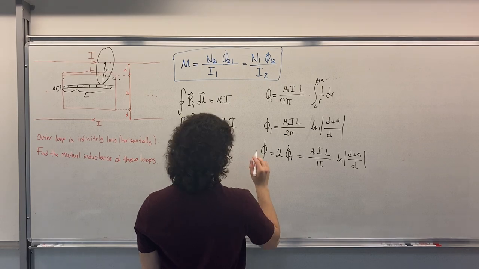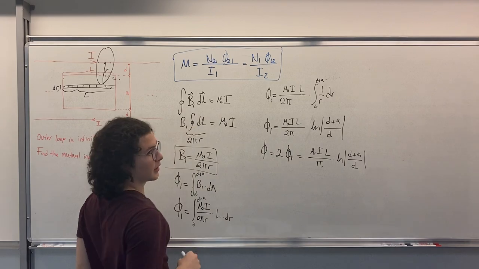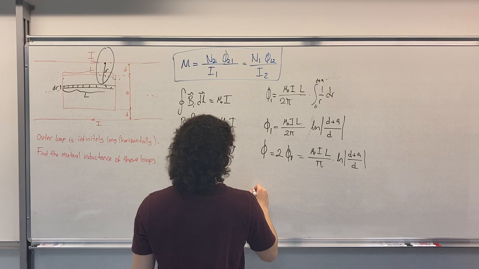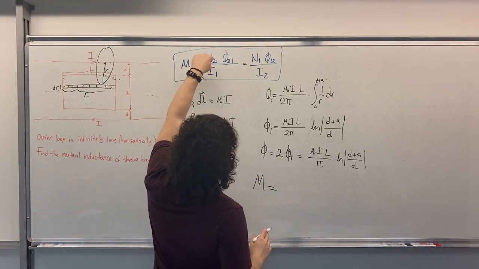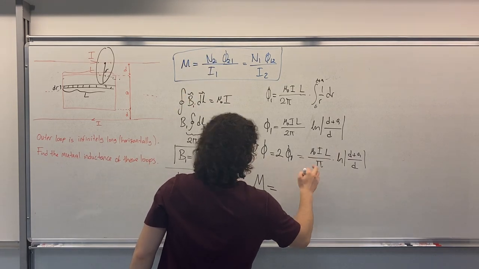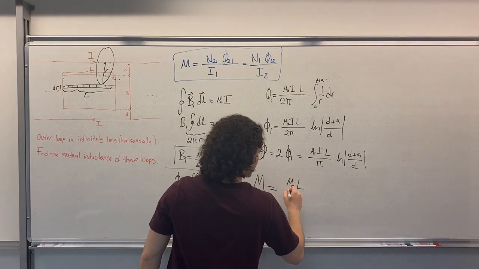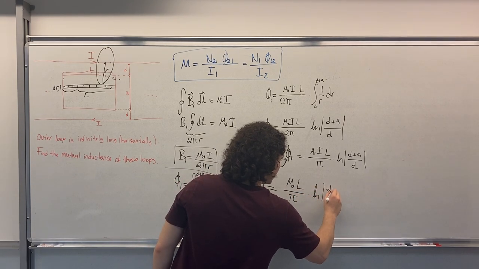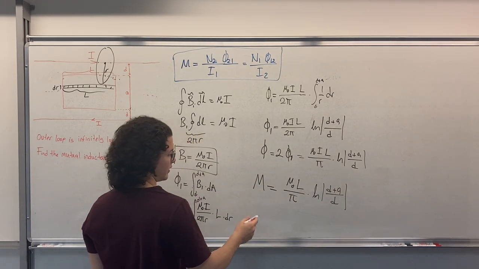So we can put this in the formula. N is 1, by the way, because they are one turn of loop. Mutual inductance M is equal to 1 times the flux, which is this, over I1. So the I's cancel: mu 0 L over pi times ln of (d plus a) over d. Yeah, this is our answer.